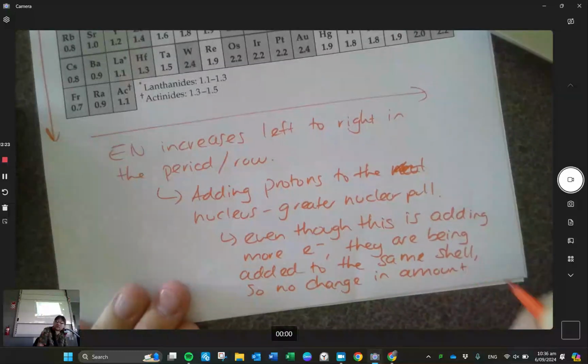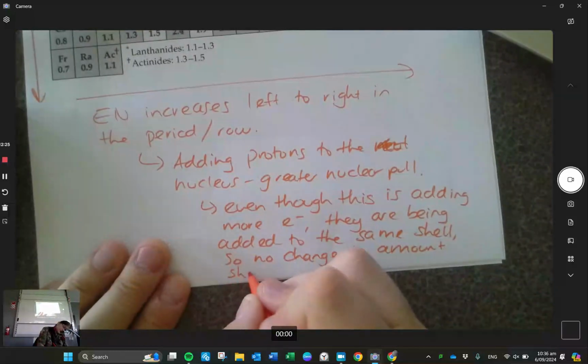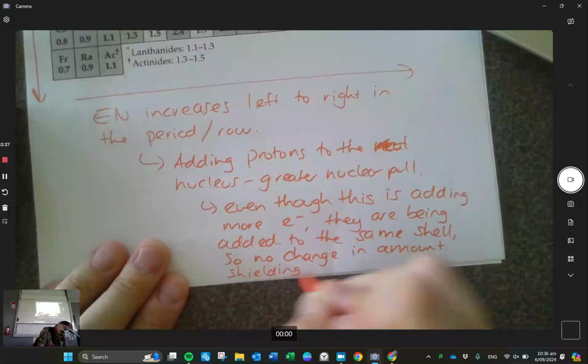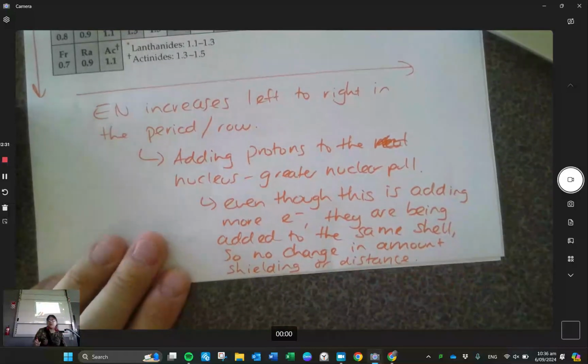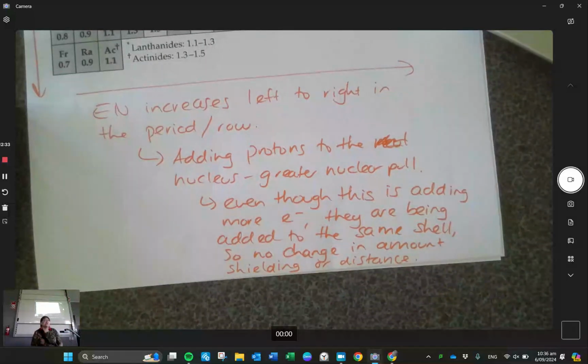Amount of shielding or distance. This first one's always the most notes, and then basically use the same justification for everybody.